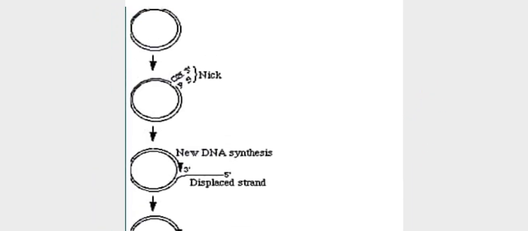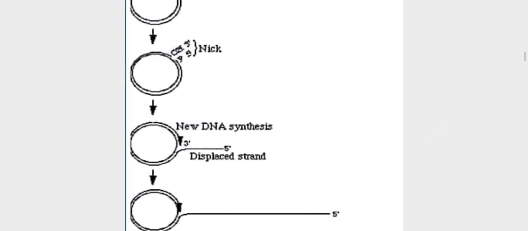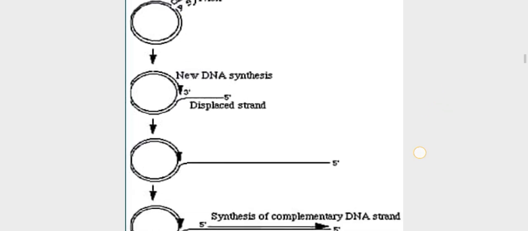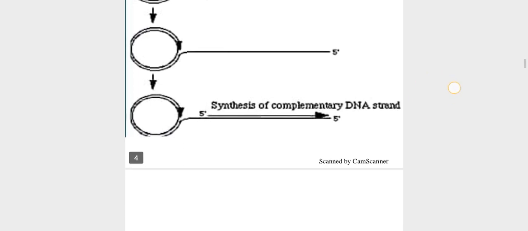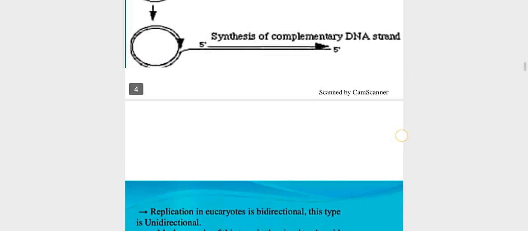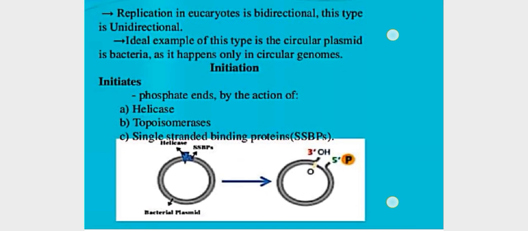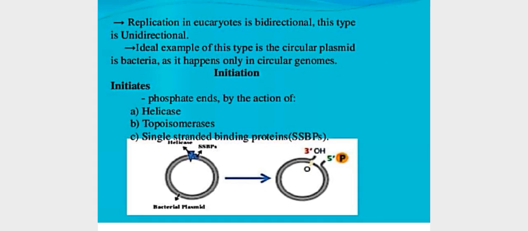So first the circular DNA is there, a nick is formed. New DNA synthesis, displaced strand. Synthesis of the complementary DNA strand like this. Replication in eukaryotes is bidirectional. This type is unidirectional. An ideal example of this type is the circular plasmid in bacteria, as it happens only in circular genomes.